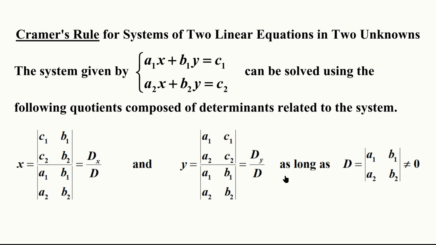Now this of course will yield results as long as capital D does not end up being 0. If it does end up being 0, it doesn't necessarily mean there's no solution. It just means you can't use Cramer's rule to solve the system, so you should approach the system using another method.